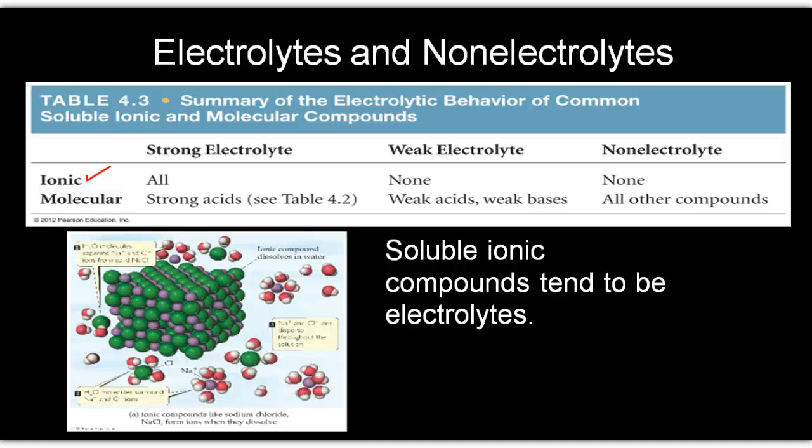As far as a weak electrolyte, that would be a weak acid. An example of that would be vinegar, or acetic acid. They don't dissociate very well in water. And then what else do we got? All other compounds. Well, how about sugar? Sugar dissolves in water, but it doesn't form ions. It does separate into sugar molecules, but it doesn't form ions, so it's not an electrolyte. It's a non-electrolyte.